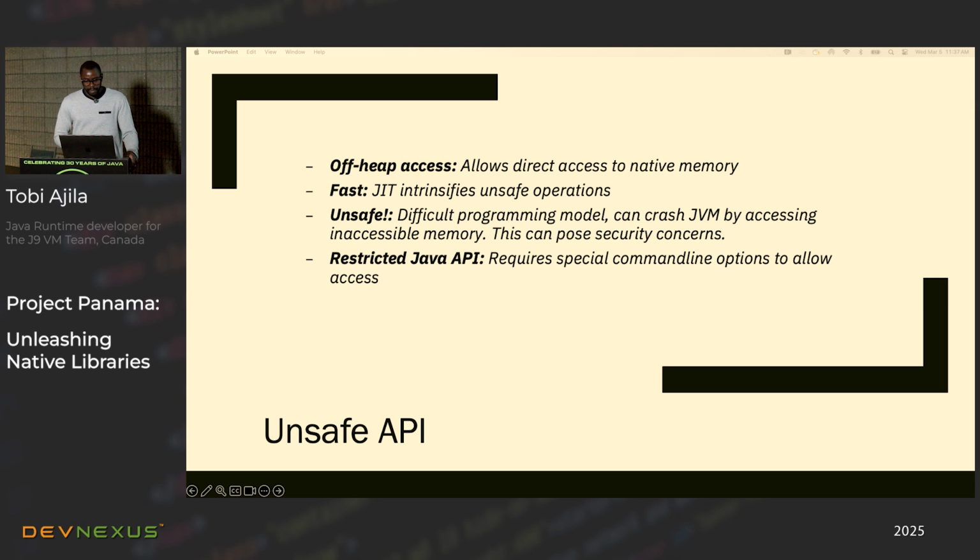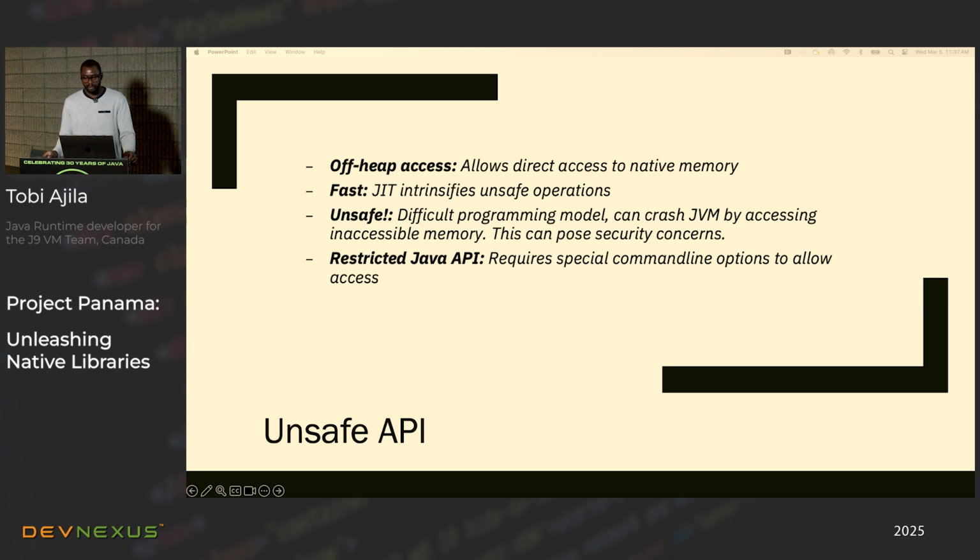So, the Unsafe API essentially allows you to interact with pointers from Java code. Sometimes you have to interact with data allocated in native memory. As long as you know where it is, you can access it using Unsafe. The benefit of Unsafe is that it's very fast. The JVM optimizes this down to the individual machine instructions.